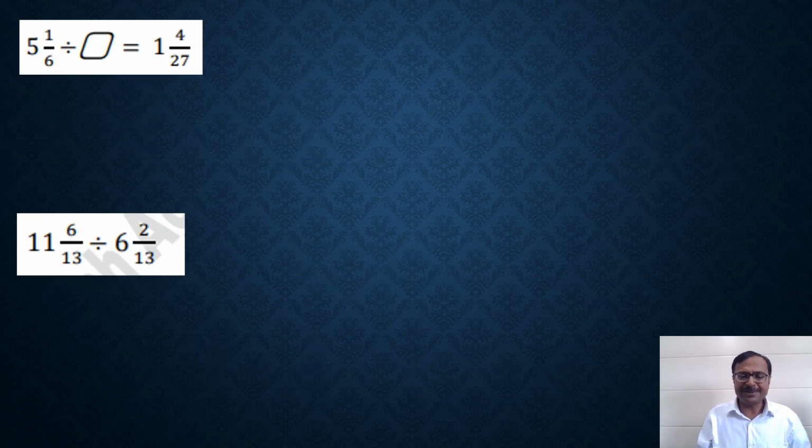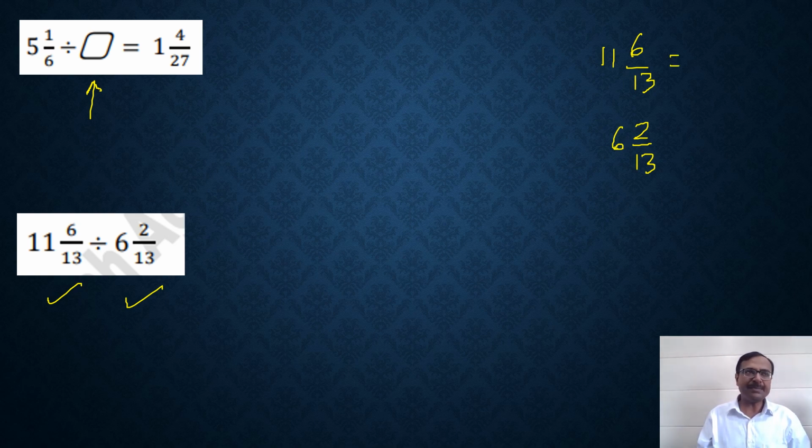Sounds pretty easy, right? We can take up both mixed numbers here, and then I'll tell you how to fill in the blank of a particular equation of division which is given there. So you can see 11 6 upon 13, that's a mixed number, and the other one is 6 2 upon 13. 13 times 11 is 143, plus 6 is 149. So 149 upon 13, and 13 times 6 is 78, plus 2 is 80, that's 80 upon 13.